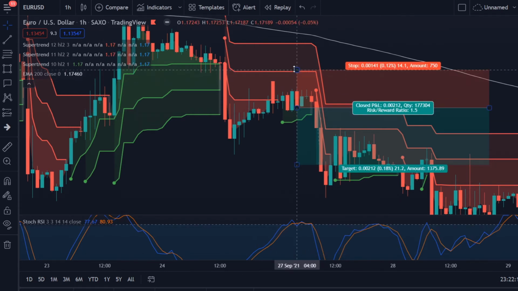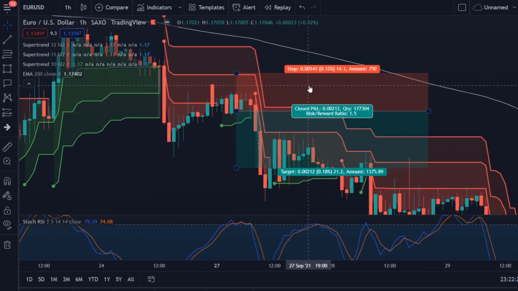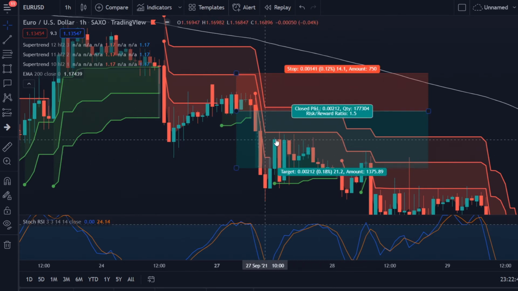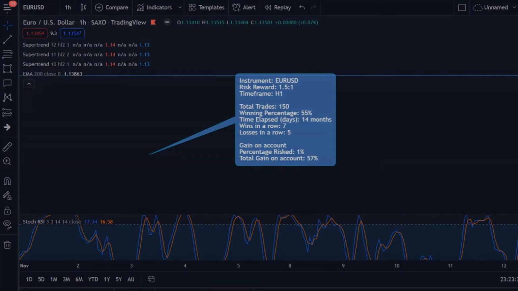We place our stop loss on the second super trend indicator, and then we are risking 1% to make 1.5%, and as you can see, it turned out to be a winner, 21 pips profit. Now we have seen a buy trade and a sell trade, 2 examples. I will test this trading strategy 150 times. I will pause this video and I will come back to you when I'm done.